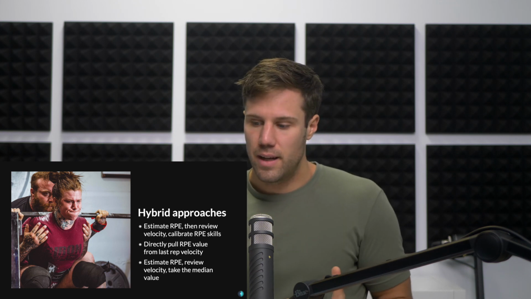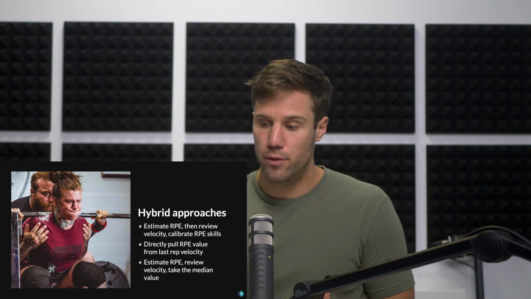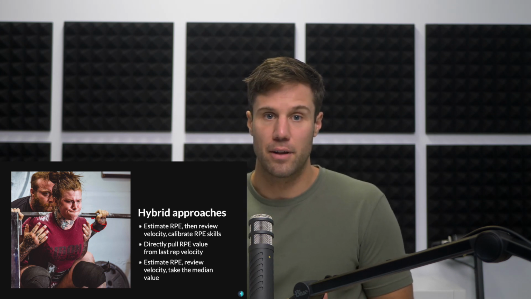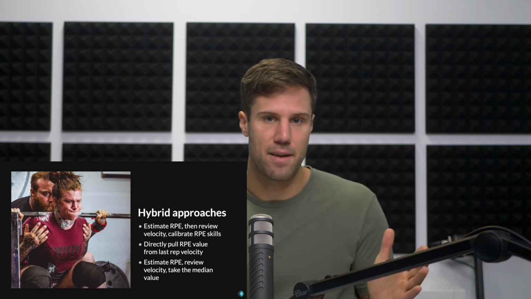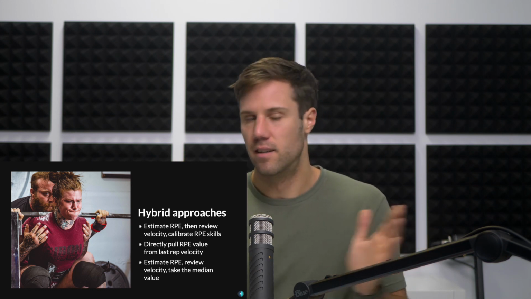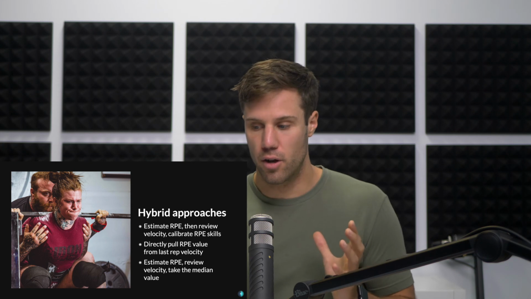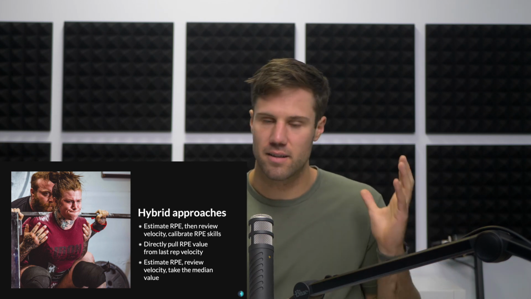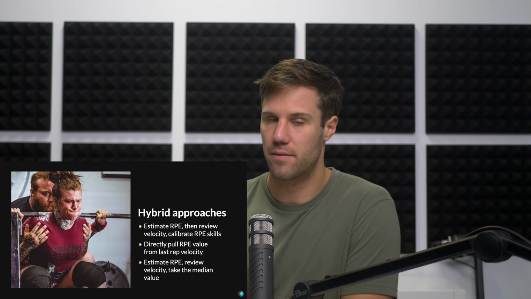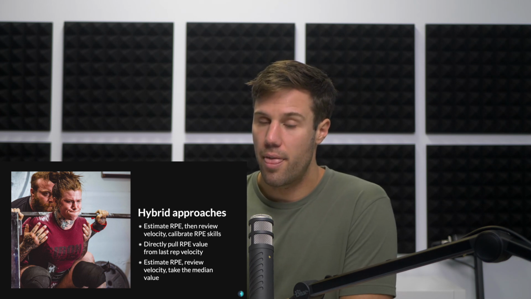The other option is to estimate your RPE, then review velocity, get an RPE value from the velocity, and then take an average. So RPE, I say 7, the velocity number says 8, let's call it 7.5. That's one other hybrid approach of integrating the two together. And you could do it the other way. You could go velocity first, RPE second. You really want to play around with this stuff and see what you think. That's one way to do it.